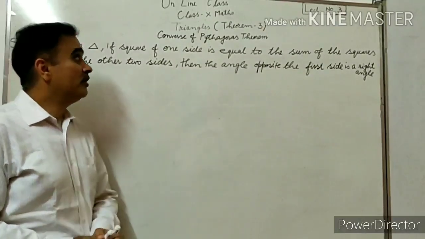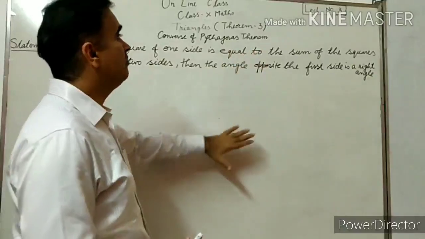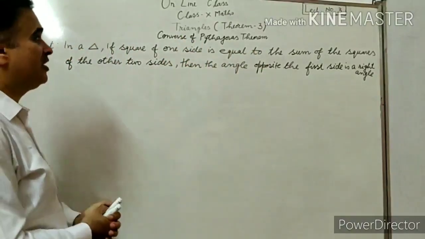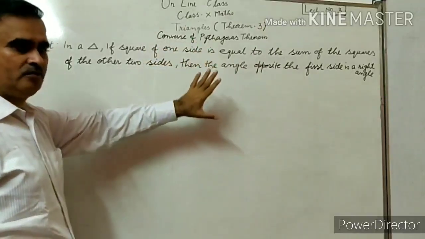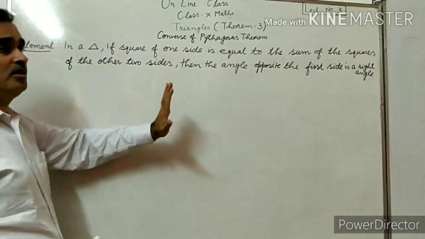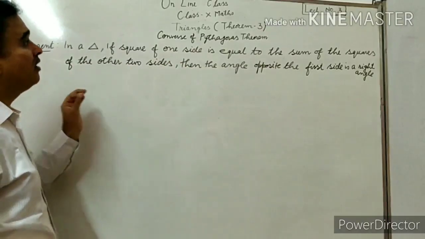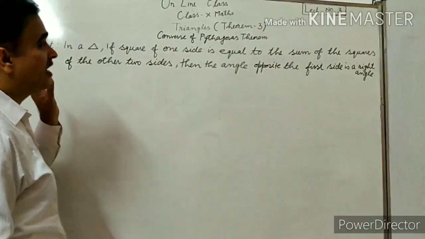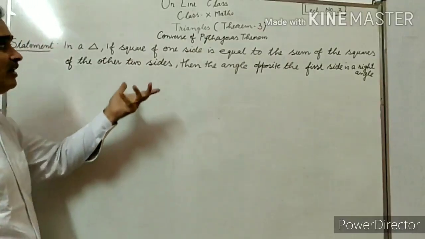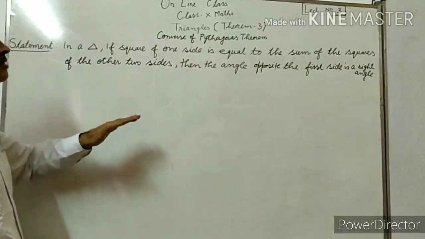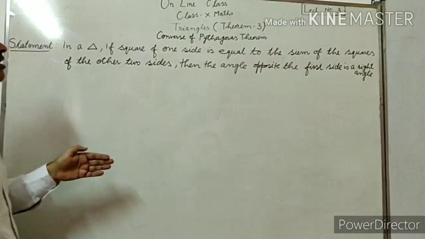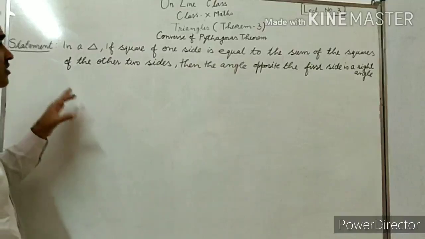Again, good morning, students. In lecture number 3 of theorems, we are going to discuss theorem number 3, the converse of Pythagoras theorem. In the second lecture, we discussed the Pythagoras theorem, which we can apply in a right angle triangle. The converse of this theorem means what is given there, what we are to prove, and what we have proved there, it has been given to us.